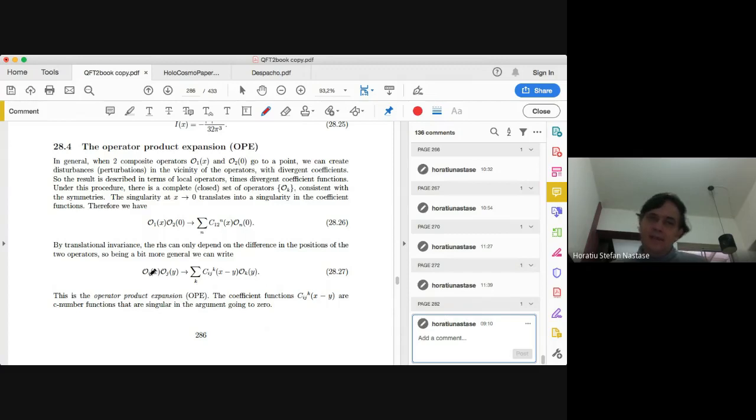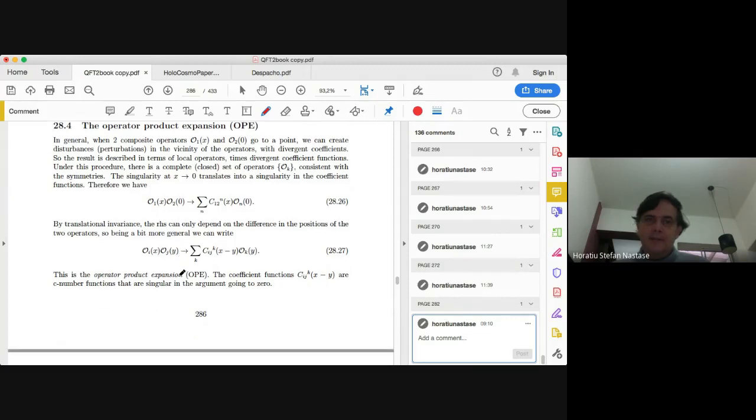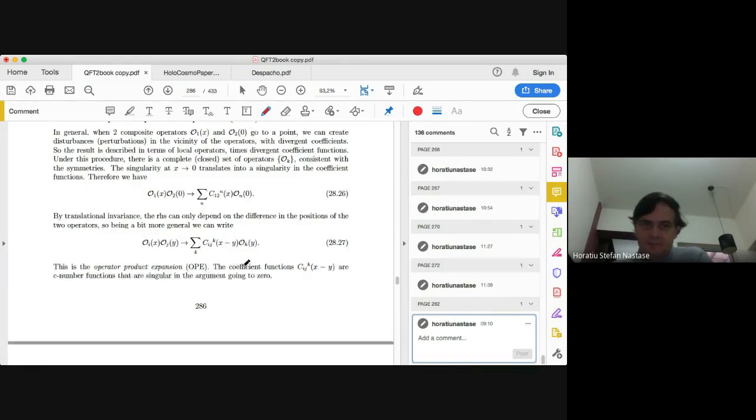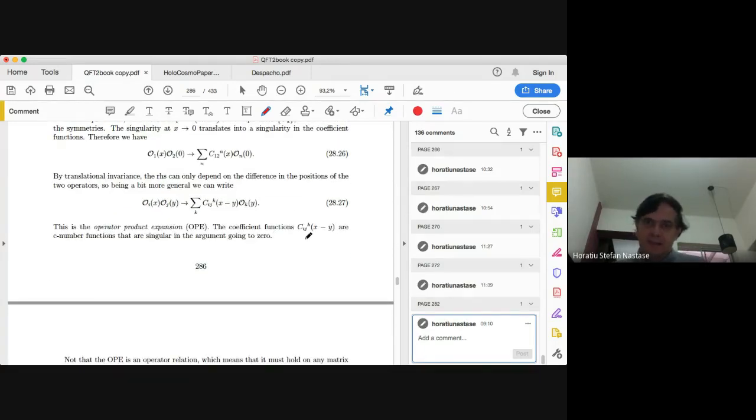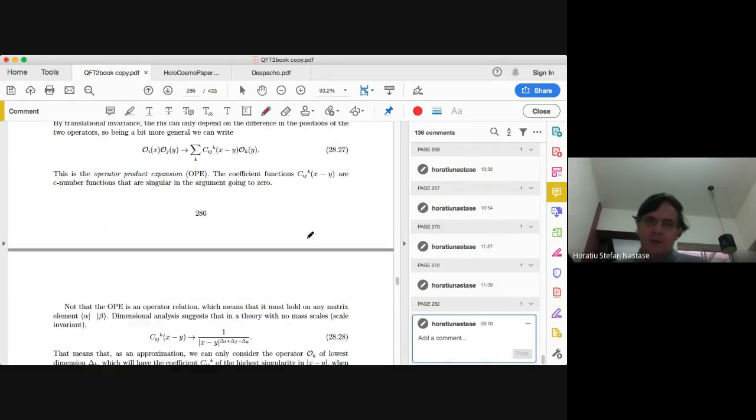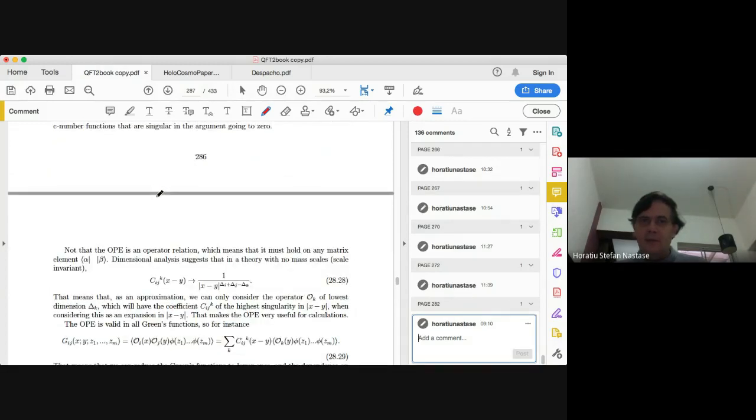So this equation, that the product of operators is approximately equal to this when x minus y goes to 0, is known as the operator product expansion. There's an operator product, and it's expanded into the complete set. And as I said, these coefficient functions are C numbers, not operators, and they're singular when their argument goes to 0.